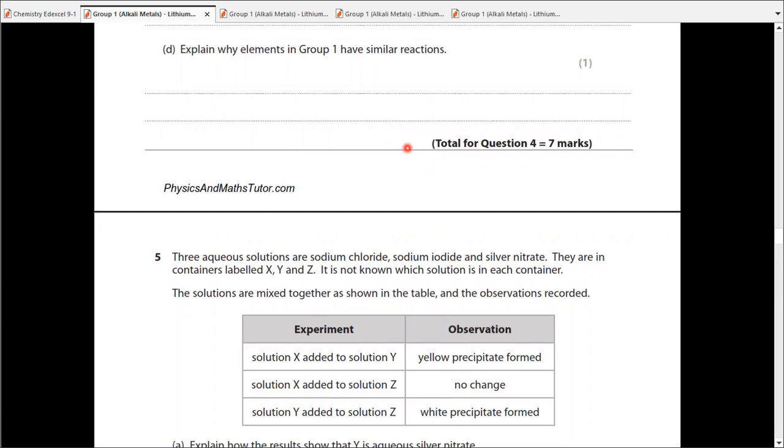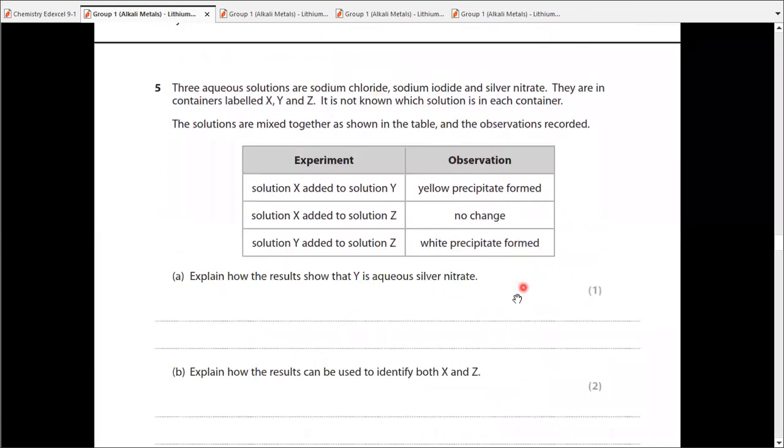Okay, right, moving on. D, explain why the elements in group one have similar properties. Because they have a similar valence electron configuration, or electron arrangement. And yes, that is correct. Good. Okay, moving on.